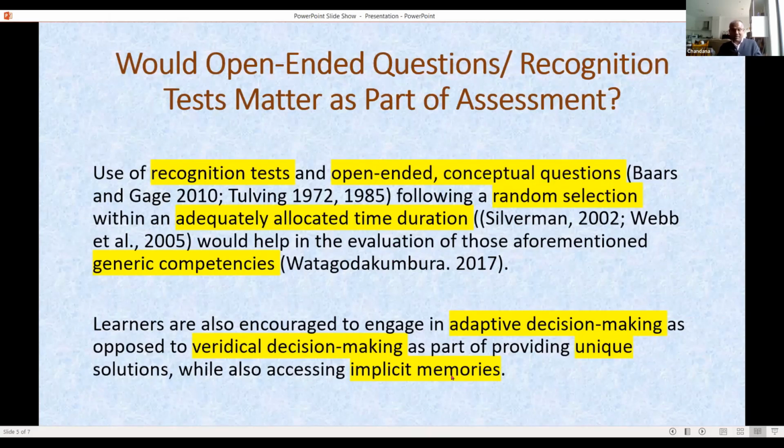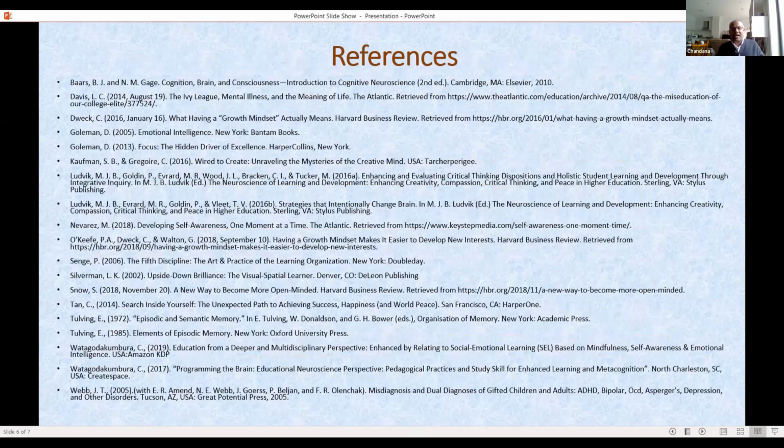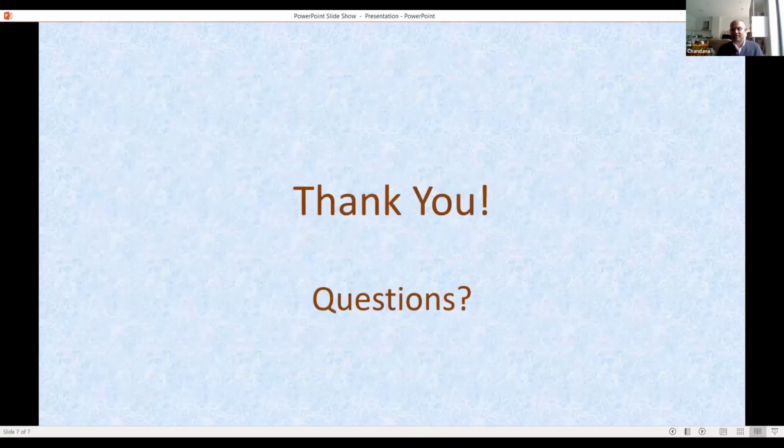And implicit memories, they might carry implicit memories. They are given more time to bring out what is hidden there, unconscious memories, into their answers. So, okay, these are the references, and then thank you, questions.